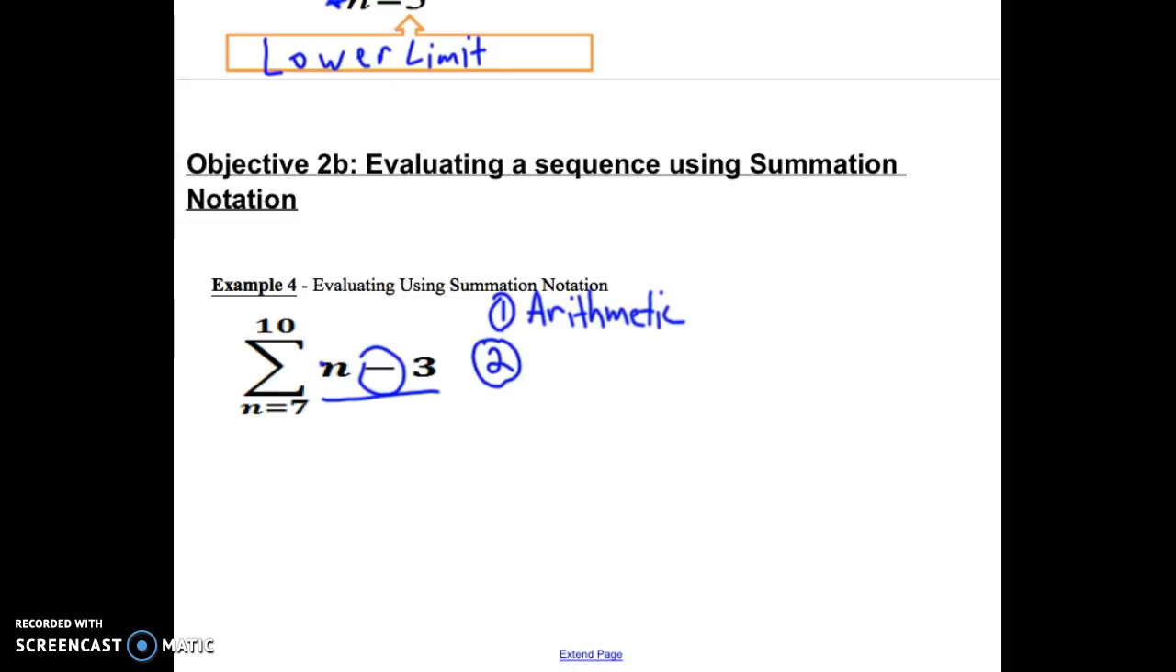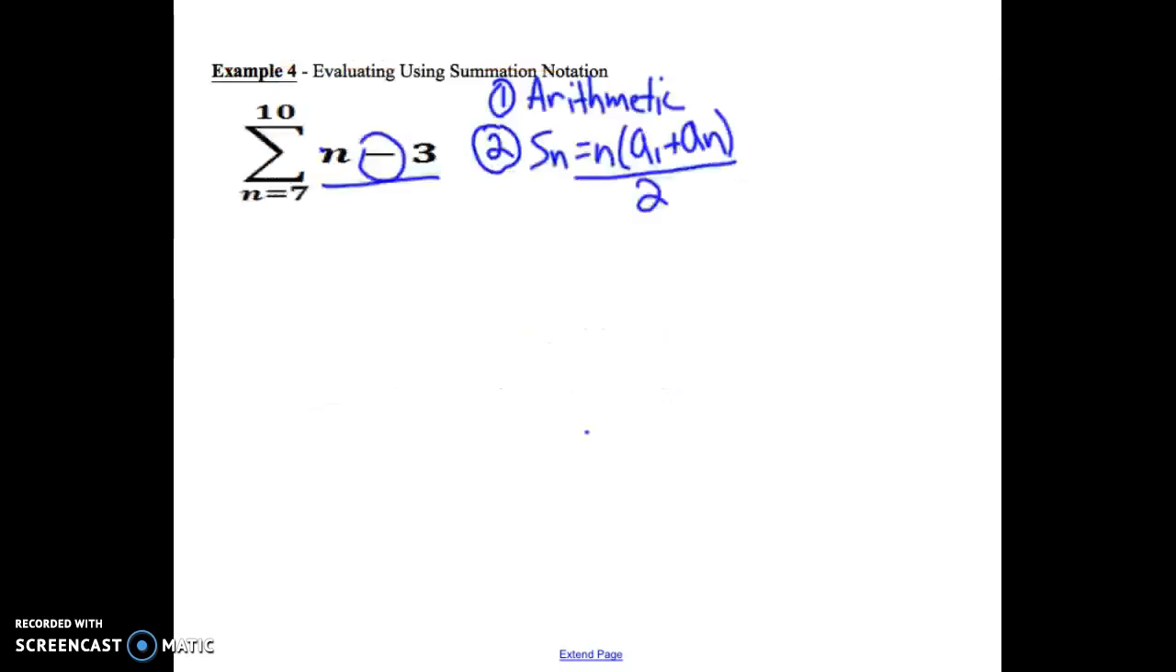I'm going to write down, and it's important to know or be able to reference this, so please write this down. If it's arithmetic, then this is the formula I use: S of n equals n times (a sub 1 plus a sub n) all over 2. Since it's arithmetic, there are 3 pieces of information I need to know: what n equals, what a sub 1 equals, and what a sub n equals.